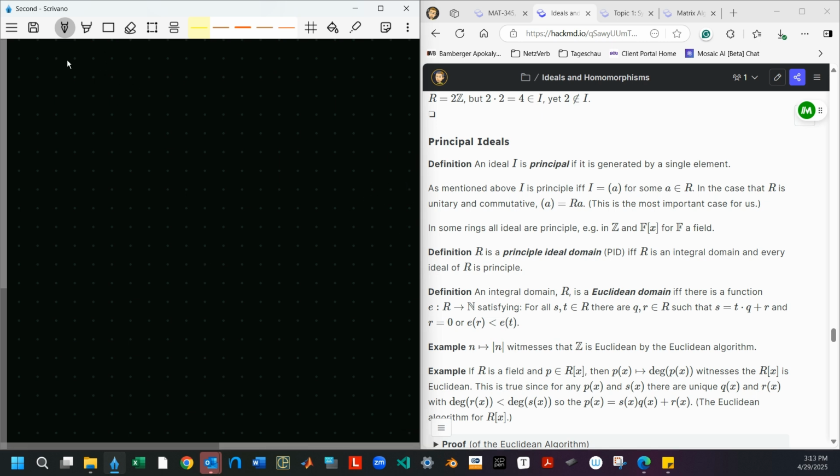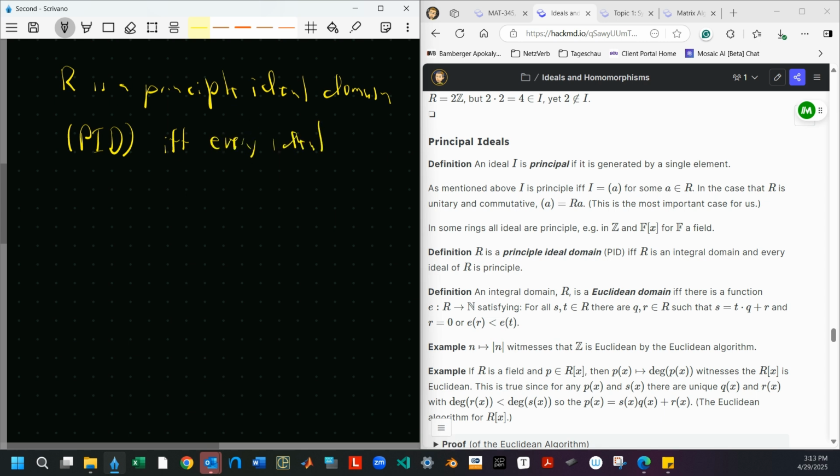An important thing about principal ideals. There are lots of important things about principal ideals, but let me do one of the important things first. Definition: R is a principal ideal domain, and this is going to be one of the most important things we look at. This one gets a name, PID. We just denote it PID, if and only if every ideal is principal.